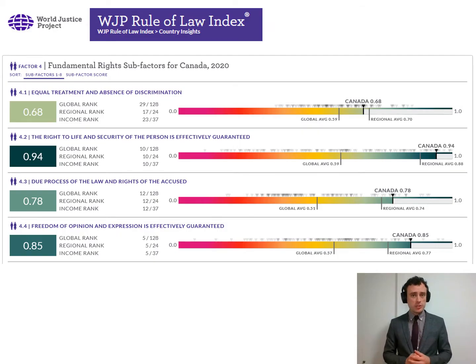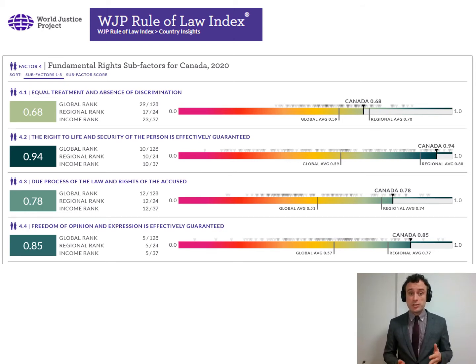Another way we can measure the protection of rights in Canada is by looking at the World Justice Project's Rule of Law Index. The Rule of Law Index looks at different factors of the rule of law, and fundamental rights is one of them. We're going to look at the 8 different sub-factors that are specific types of fundamental rights protection and how Canada measures up against the rest of the world, against its region, and also against its income group. And what we're going to see is there are 2 areas where Canada is not doing as strongly as it does in other areas of rights protection.